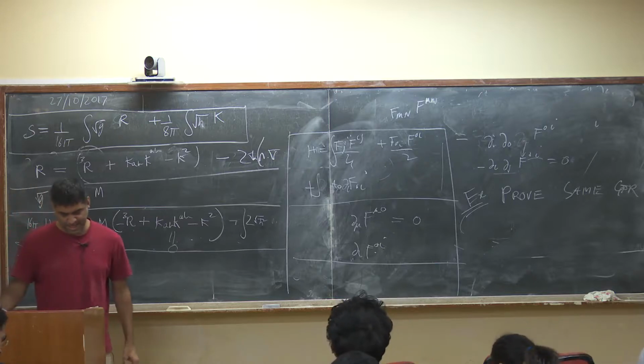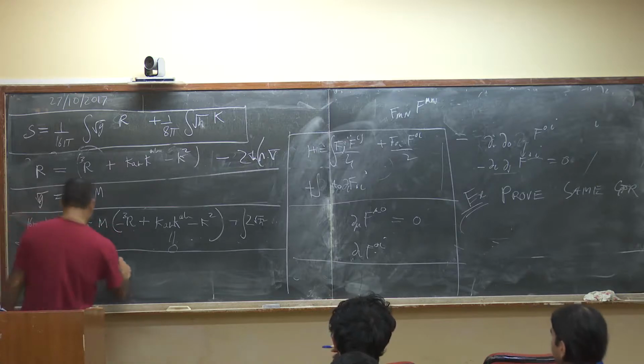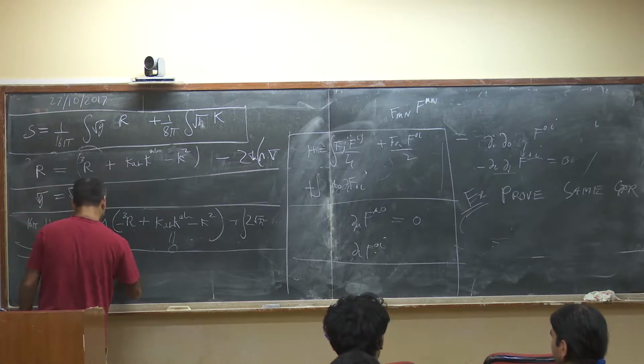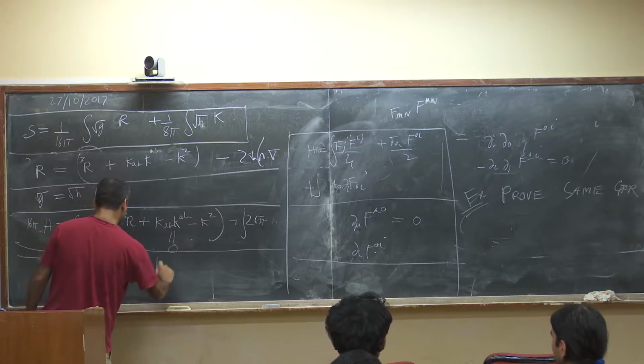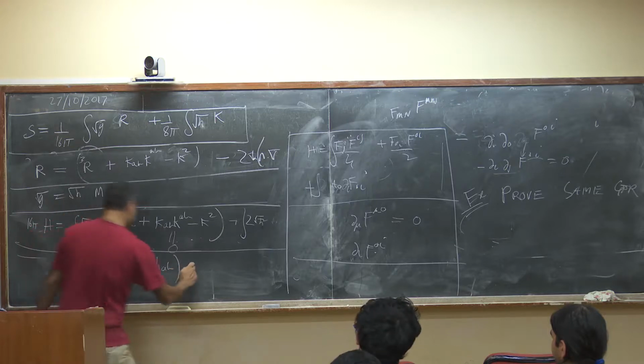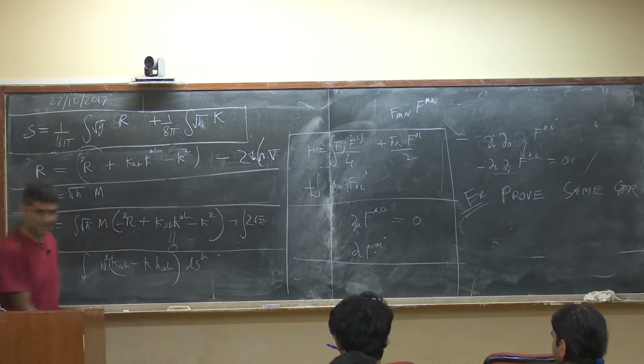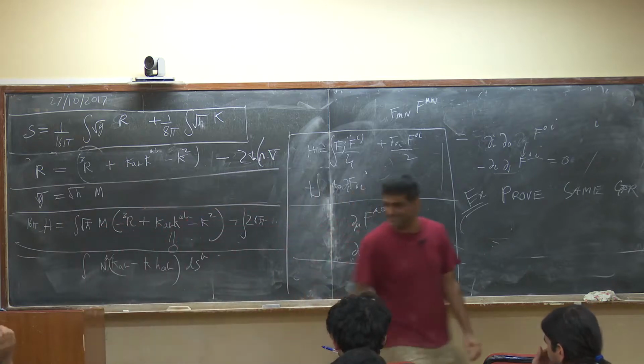K_AB minus K h_AB times N^A. This is normal to the surface.